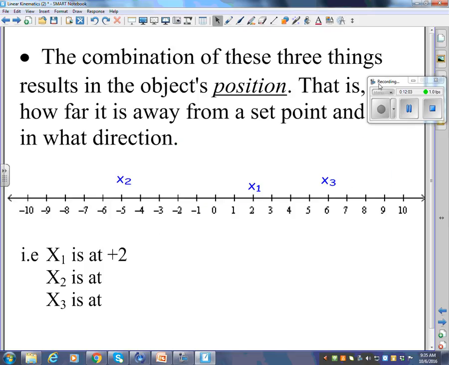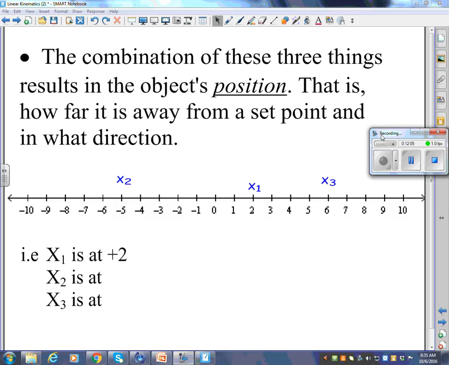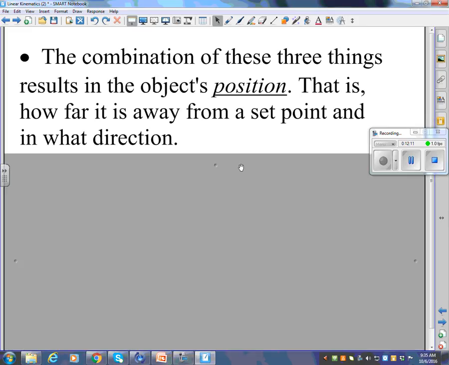Okay, moving on. The combination of these things results in the object's position. That is, a position is how far away from a set point and in what direction. The combination of these two things results in the object position: how far away from a set point and in what direction.